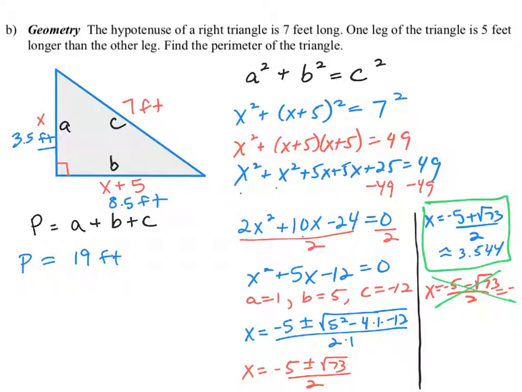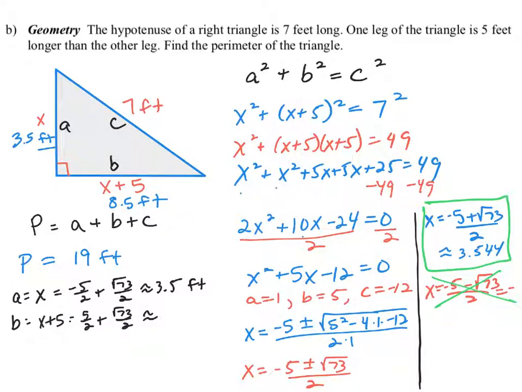So we can say that the side a is x, which exactly would be -5 over 2 plus square root of 73 over 2, which is approximately 3.5 feet. And b is x plus 5, which would be -5 over 2 plus 5, giving you 5 over 2 plus the square root of 73 over 2, which would be approximately 8.5 feet. And c is equal to 7. So when you add up to find the perimeter exactly, you add up all three of those to get the square root of 73 plus 7, which is approximately 19.1 feet for your perimeter.